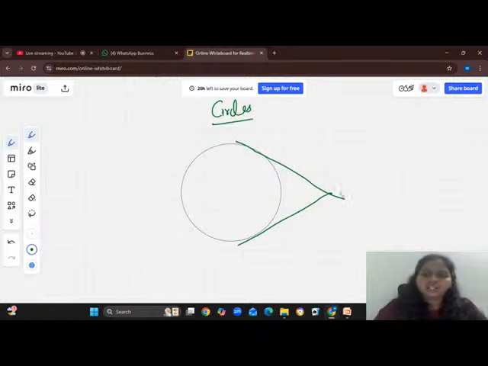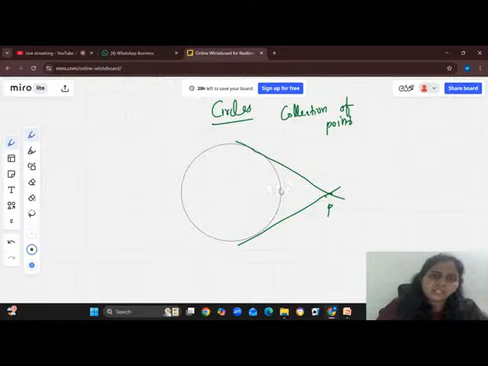Okay. This is my external point P. So what is a circle? A circle is a collection of points. So many points together, when we attach them, we get a circle. So many points will be there.